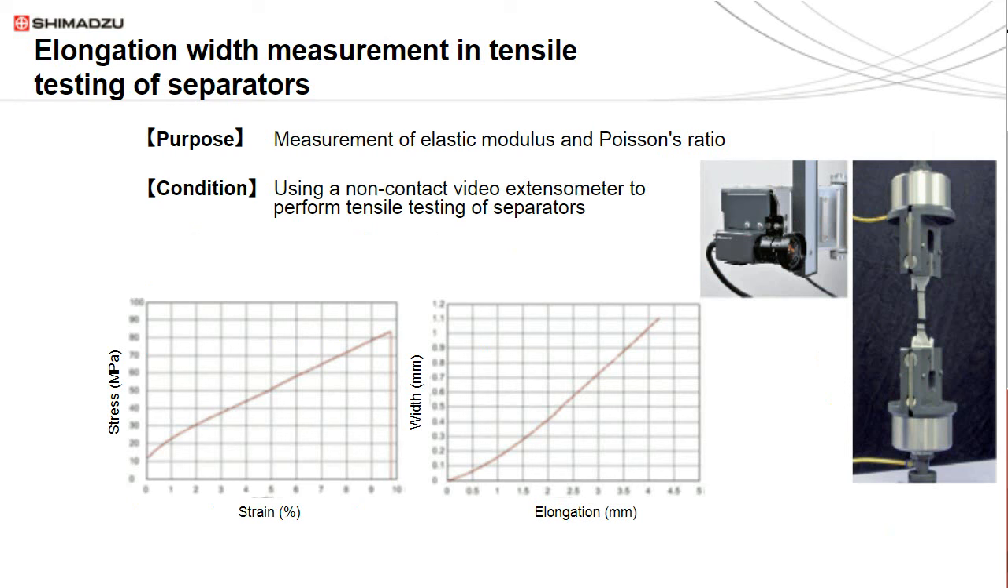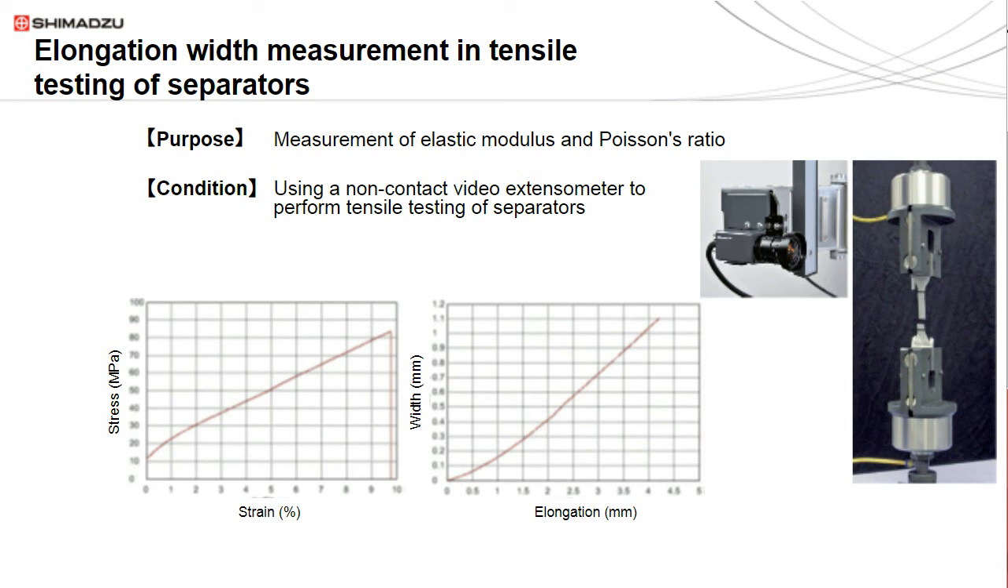It may also be useful to measure the Poisson's ratio of a separator film, which is the reduction in width as a material is elongated. In this example here, we show that it's possible to measure the Poisson's ratio of a separator film in a tensile test using a non-contact extensometer.